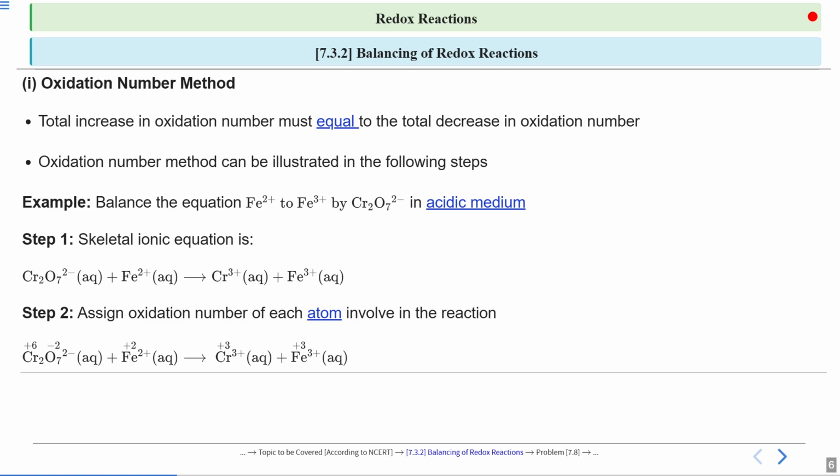Now in Fe2+, the oxidation number is plus 2, and in Cr3+, the oxidation number is plus 3. In Fe3+ also, the oxidation number of Fe is plus 3. So here we can clearly see the different oxidation numbers for the atoms present in the reactant and the product. After writing the skeletal equation and assigning the oxidation numbers, let's move on to the third step.